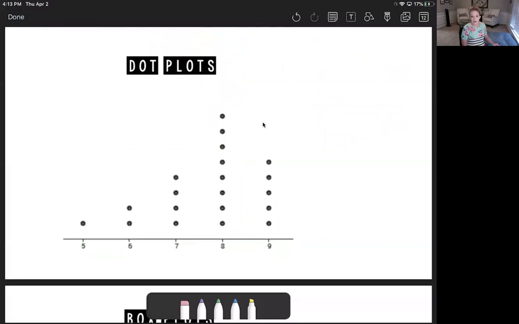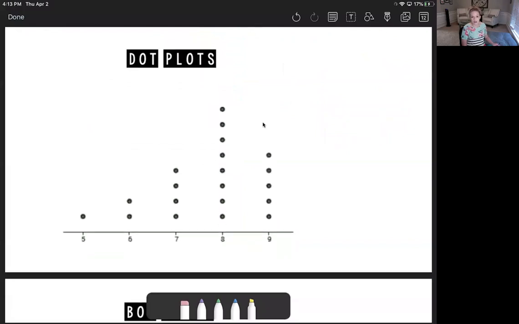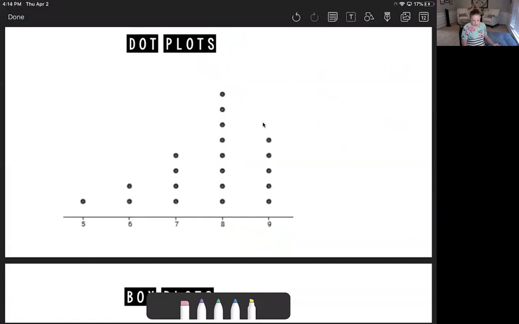I'm going to move on to dot plots. Your lessons didn't spend a whole lot of time on dot plots, but you will be asked about them on the quiz. One thing you need to know about dot plots is, unlike histograms where you can't find the mean, median, mode, and range, on dot plots you can. You can find the mean, you can find the median, you can find the mode, and you can find the range.